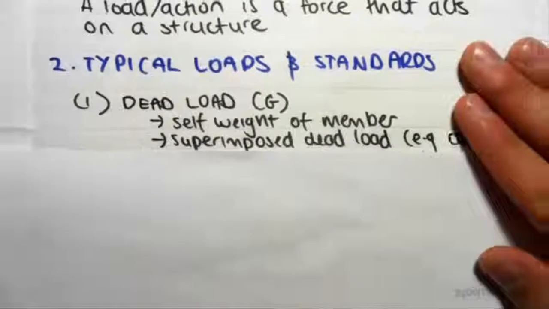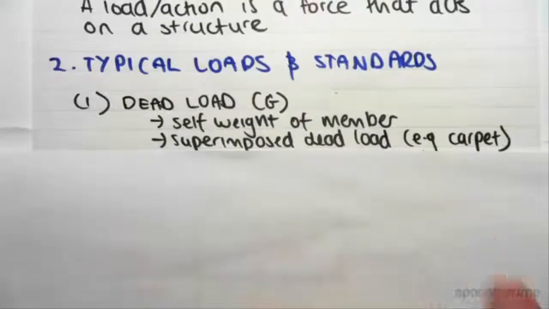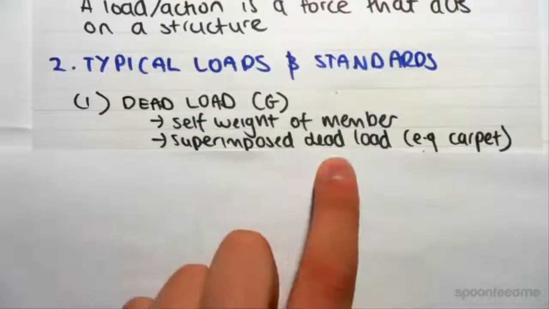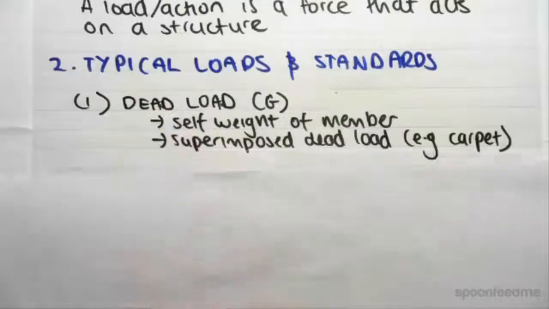And we also have something called the superimposed dead load. So example of that would be carpet. So say you've got a floor slab and you've got carpet on there. We call that, it's not the actual dead load of the slab, but it's a dead load, it's not moving. So we give that another title called superimposed dead load, which is all part of dead load, okay?